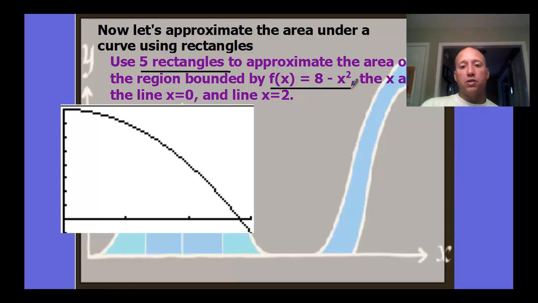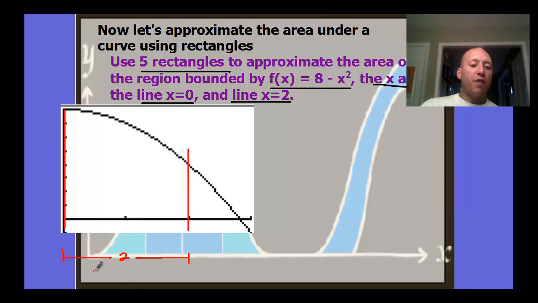And here's our function's equation: the x-axis, the x equals 0 line, and x equals 2 line. So if I first sketch those bounds, so we have the x equals 0 line, which is this vertical line. X equals 2 is this vertical line. We have the function 8 minus x squared. And so the area under the curve would be this portion underneath the curve. Now, the length here is 2.